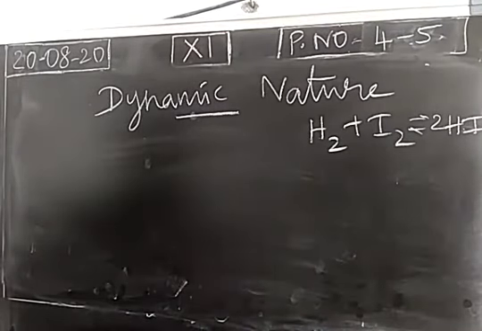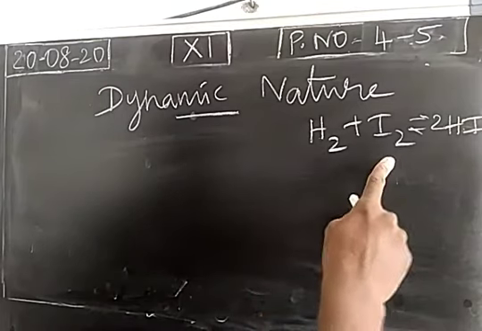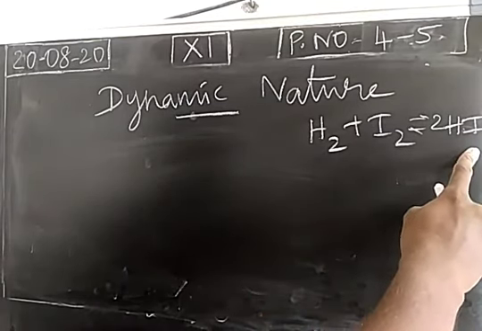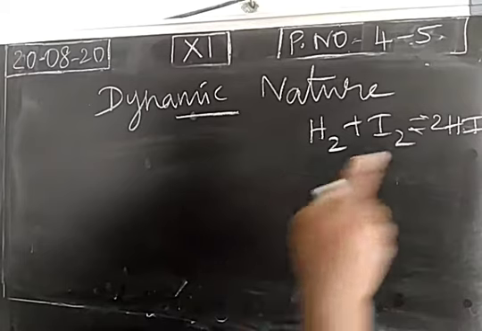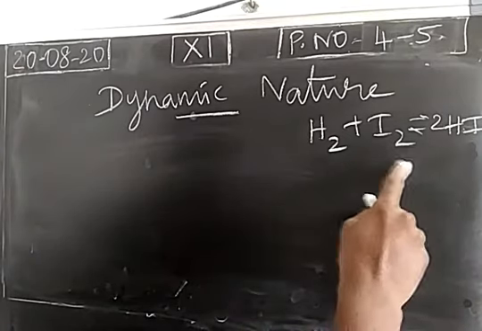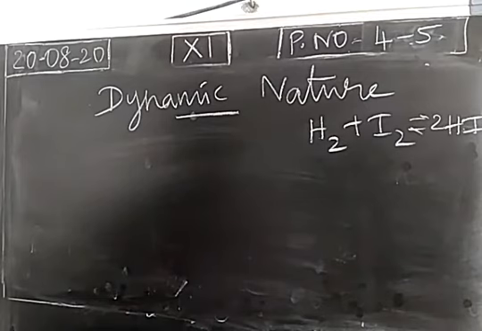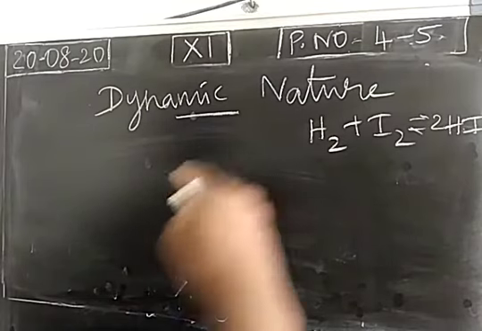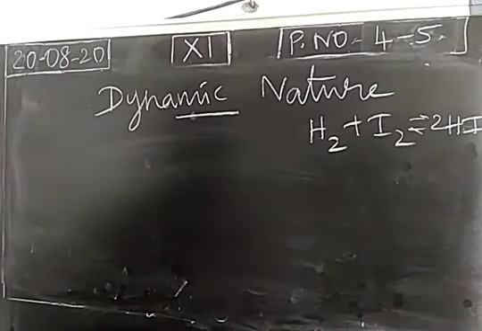So in the forward reaction, hydrogen and iodine are the reactants, hydrogen iodide is the product. Then in the backward reaction, hydrogen iodide will act as the reactant. These hydrogen and iodine gaseous molecules are acting as products. So we have a forward as well as backward reaction. So this is a reversible reaction. In the reversible reaction, in forward as well as backward process, concentration of reactant decreases and the concentration of product increases with respect to time.